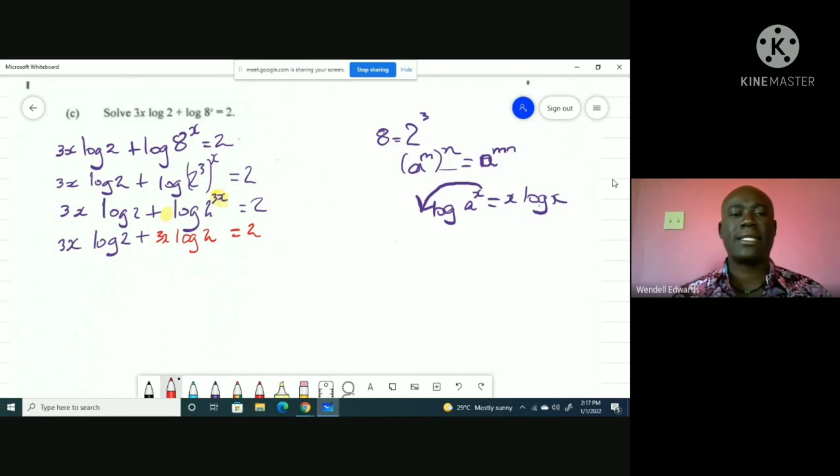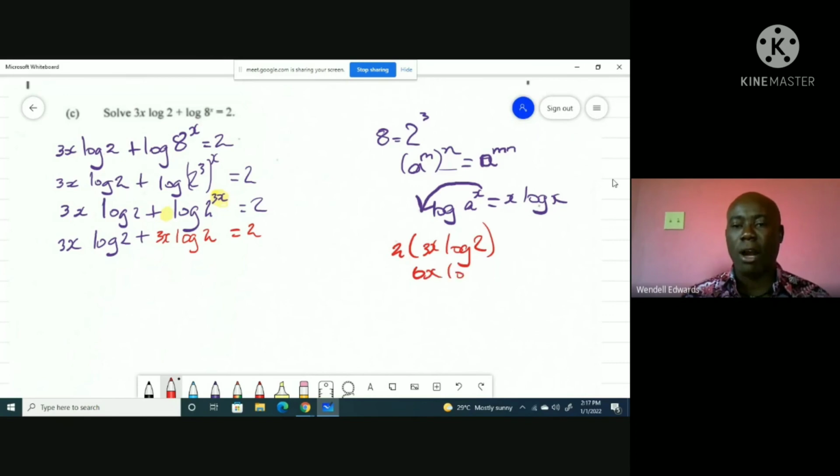So basically, it's like utilizing as many of the rules as you can remember. Now let's think about this. If I have 3x log 2 2 times, it simply means that I really have 2 times 3x log 2. That's what this really means. So basically, it's 6x log 2. All of this is 6x log 2, so this will become 6x log 2, which is now equal to 2.